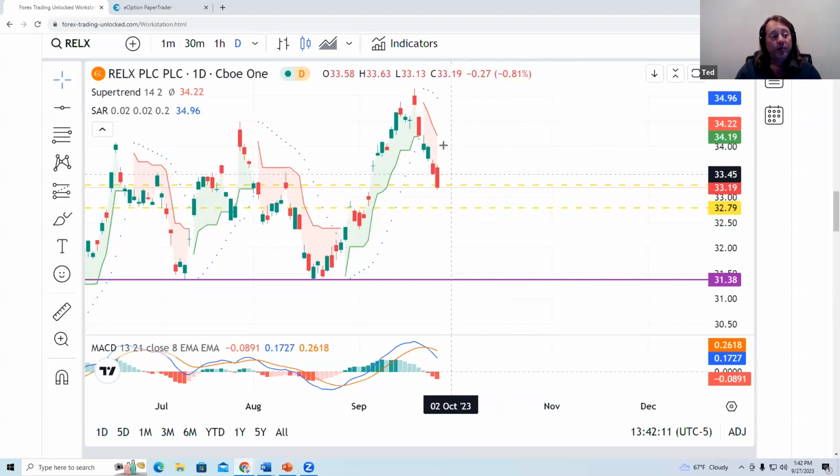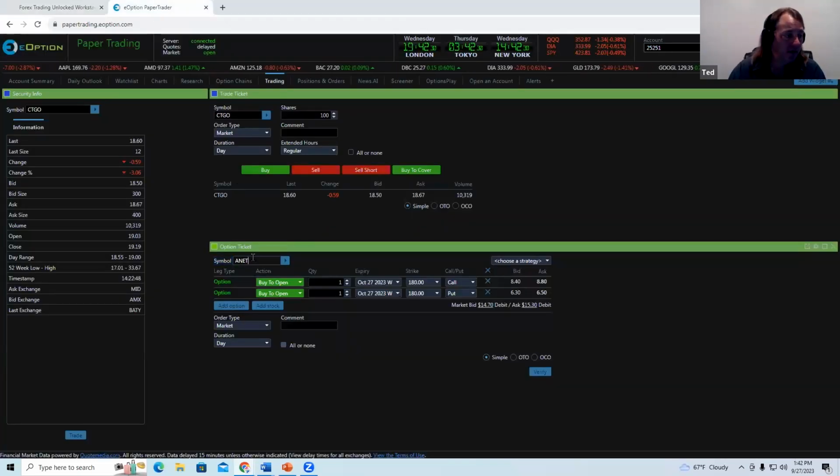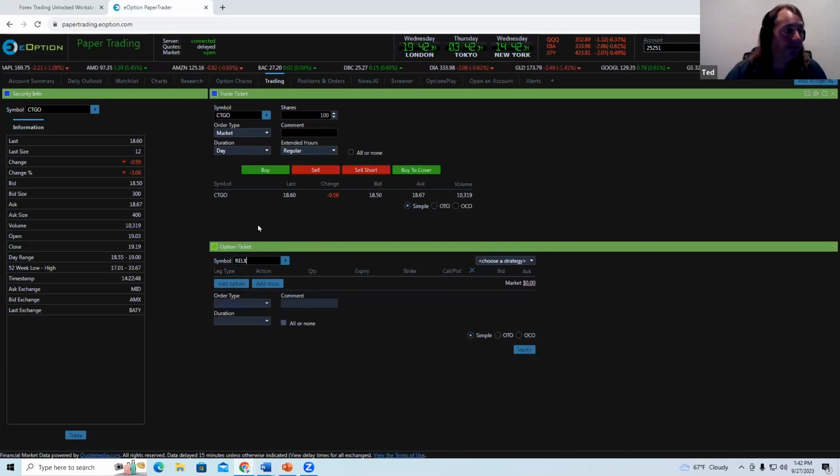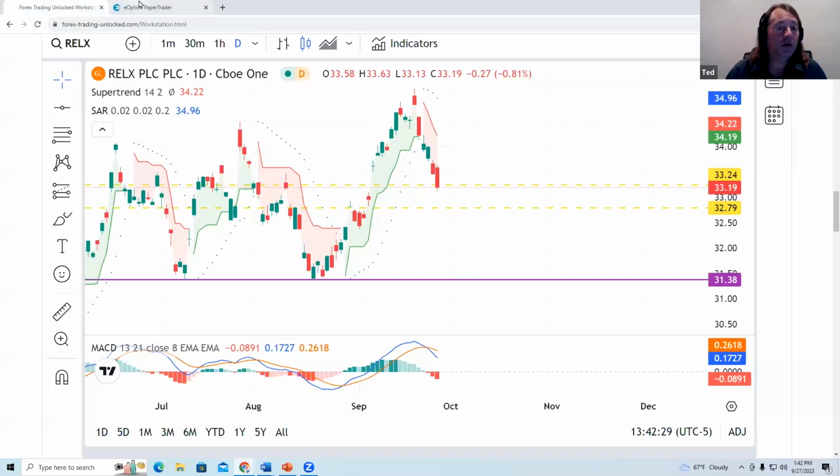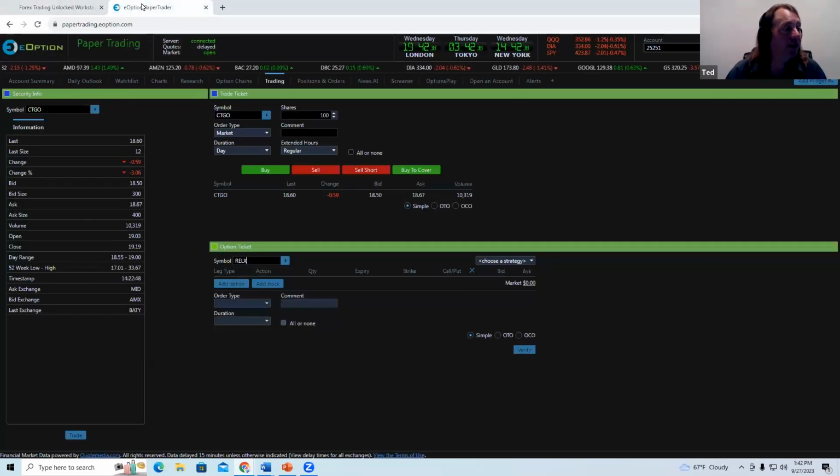Puts, you've had a big move already. This is a buying area. So if you own the stock, then this would be a situation where you might want to buy the put. So let's take a look and see what it costs. So for RELX, okay, so we're trading at, what is it, 33.19.